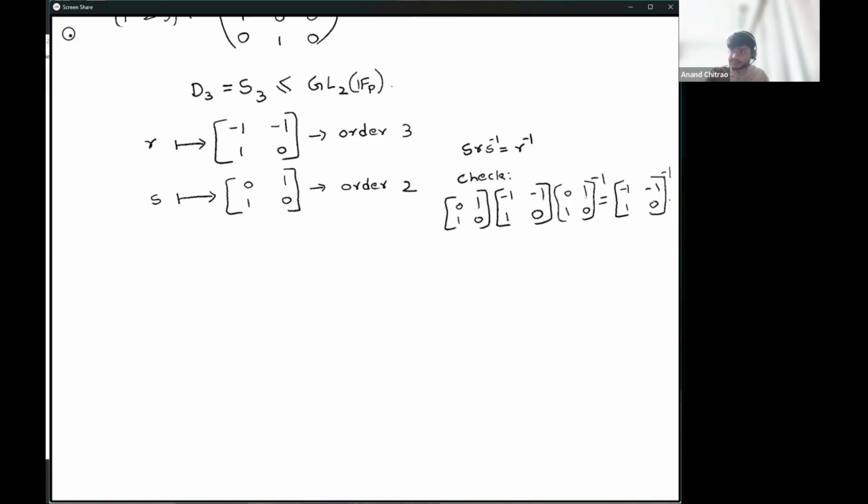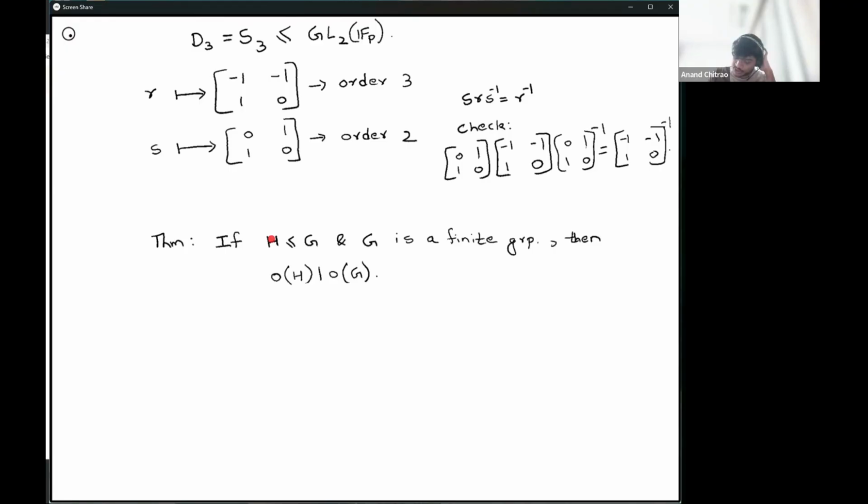Next, let me give you a theorem. It says that if H is a subgroup of G and G is a finite group, then the order of H divides the order of G. This is Lagrange's theorem: if you take a subgroup H of G, then the order of the subgroup divides the order of the group. It's one necessary condition to get subgroups.